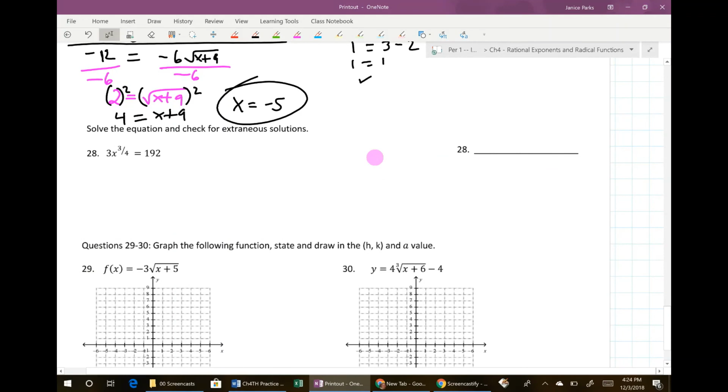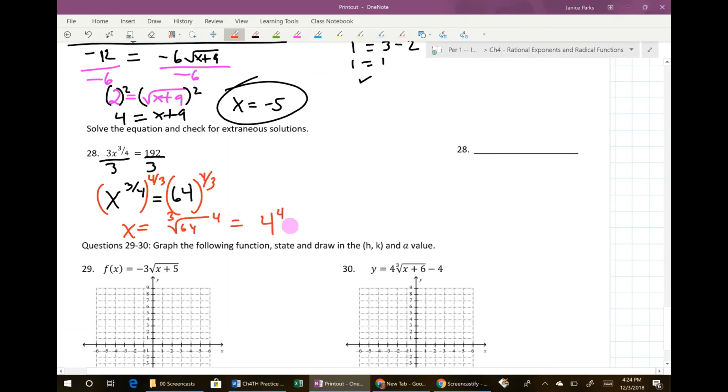For number 28, you want to divide both sides by 3 first. So you get x to the 3/4 is equal to 192 divided by 3, so that's 64. And then you will raise each side to the 4/3 power. So you get the cube root of 64 to the 4th, which is 4 to the 4th, which is 256.